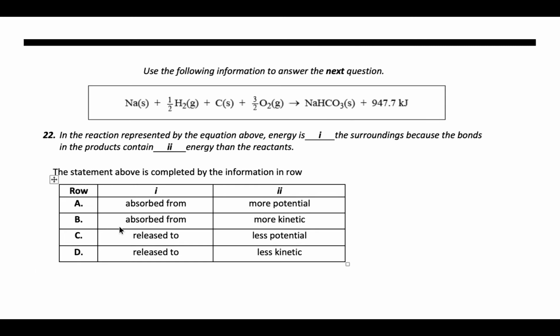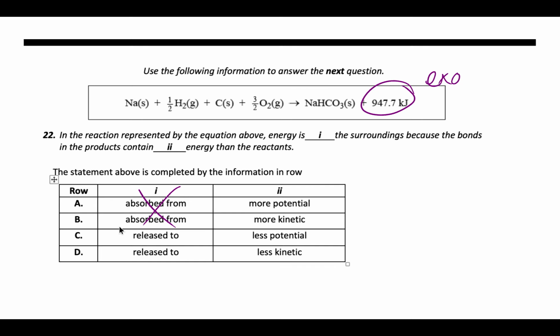Number 22 here, we have a reaction. Looking through the reaction, we just want to realize that if the energy is on the product side, it's an exothermic reaction. So starting off with, if the reaction represented by the equation above, energy is released. So not the first two, because it's exothermic.